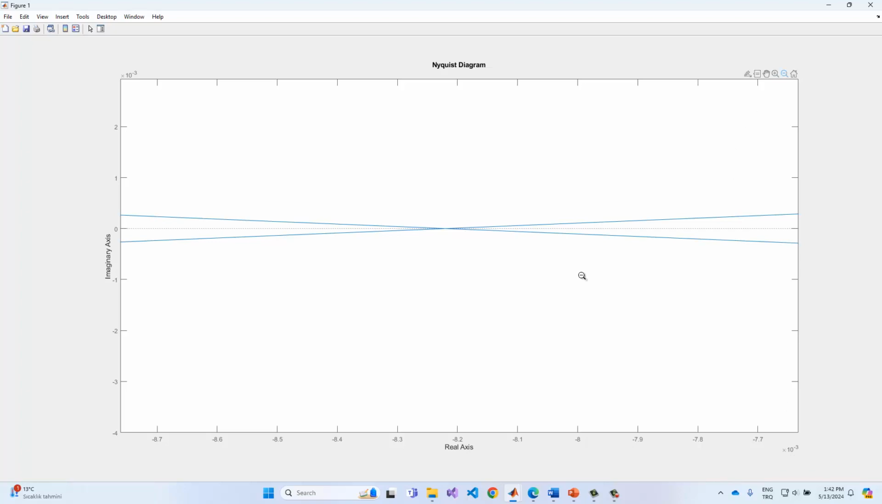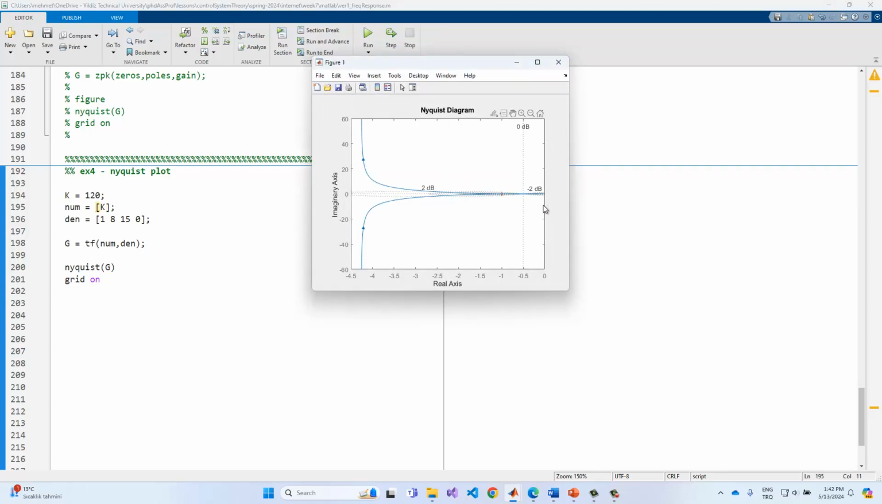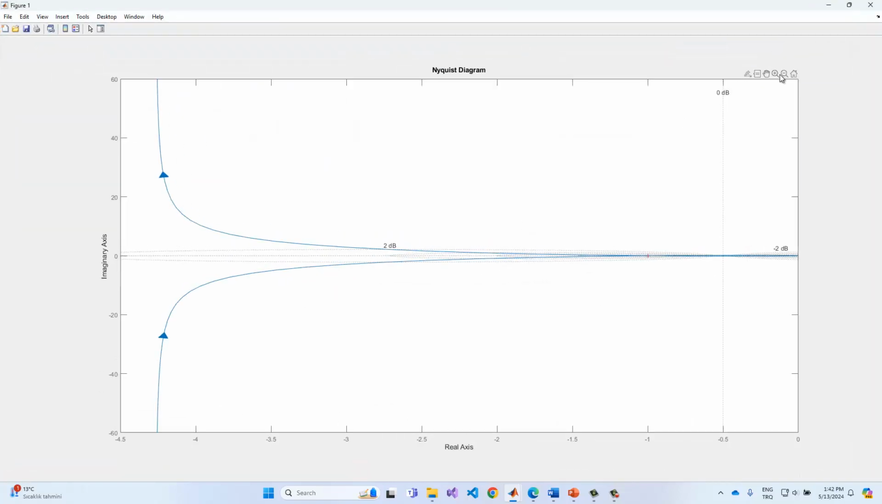Okay, and so if I put this K as 120, and then if we apply this condition, what is the value at minus 1?